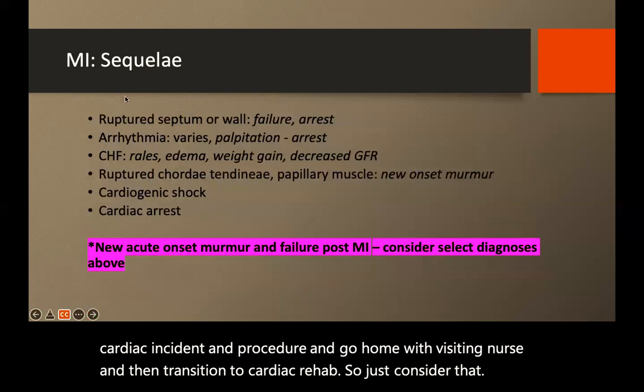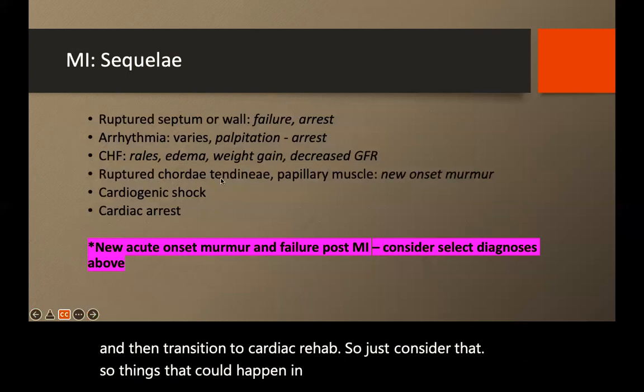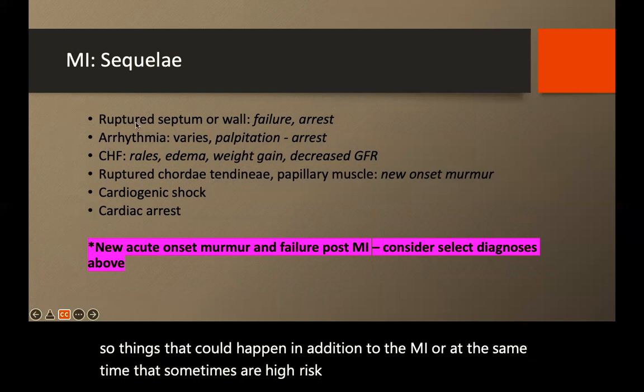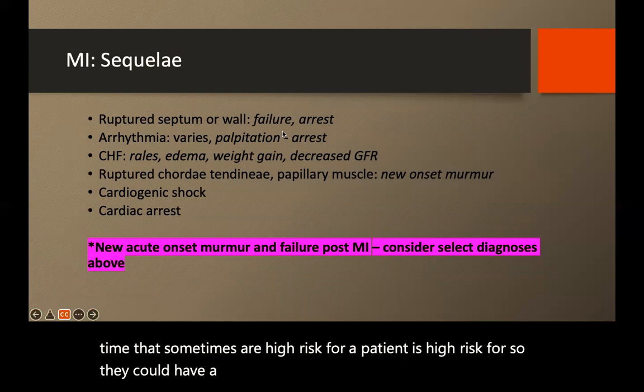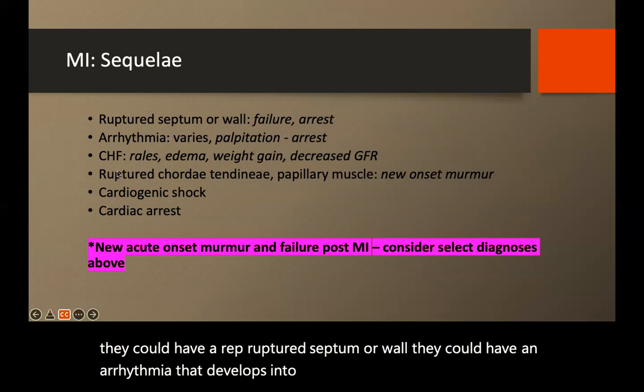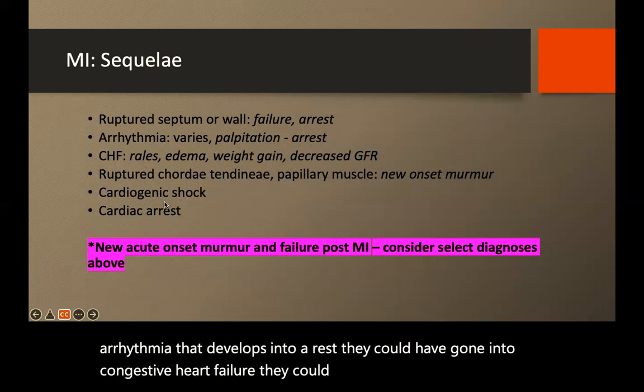So things that could happen in addition to the MI, or at the same time, that a patient is high risk for: they could have a ruptured septum or wall. They could have an arrhythmia that develops into arrest. They could go into congestive heart failure. They could have a new onset murmur, cardiogenic shock, or cardiac arrest.